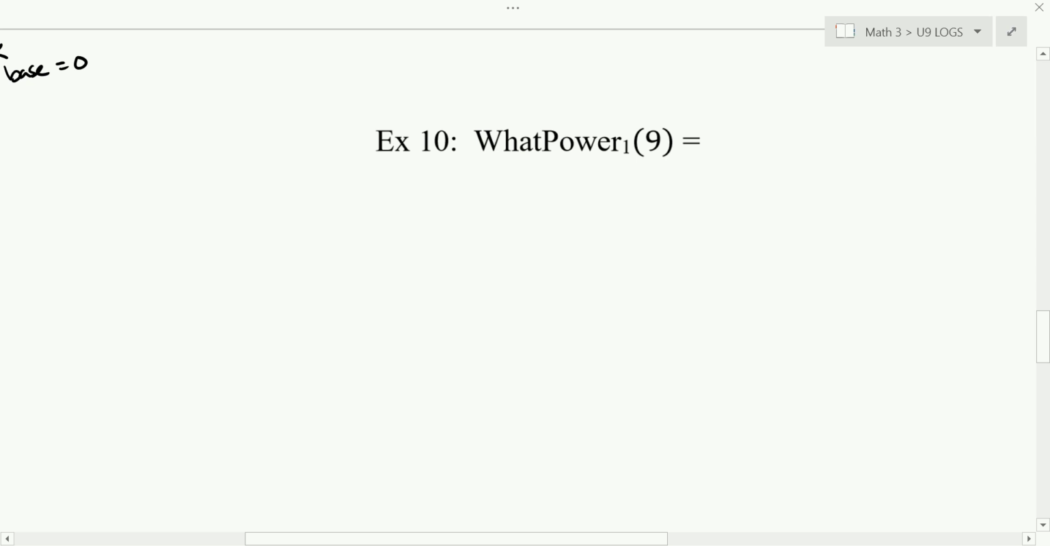What are we getting? 3. What are you guys getting for this one? Same thing as what? Okay, so it's not working because this is saying 1 to what power is 9? And 1 to any power is equal to 1, not 9. So this is not going to work. And so there's no solution to this as well. Okay. It's not going to work when the base is 1.